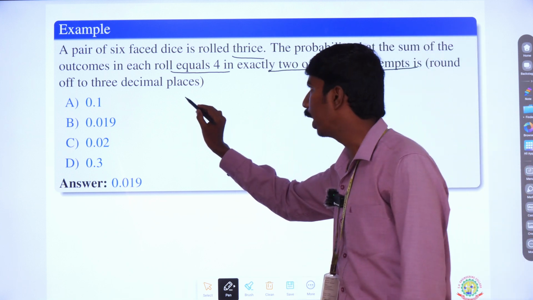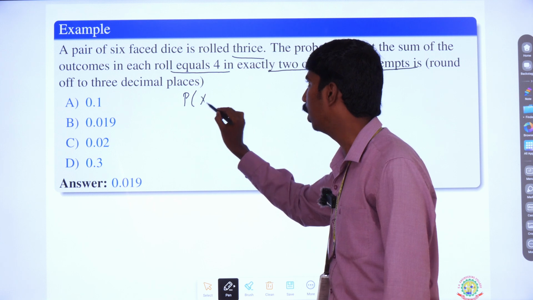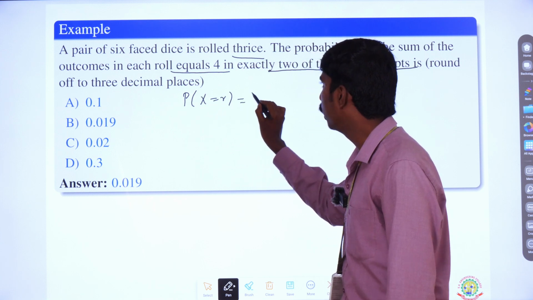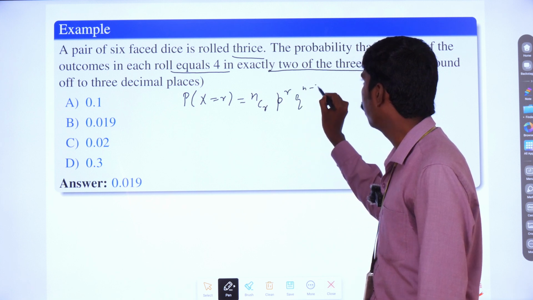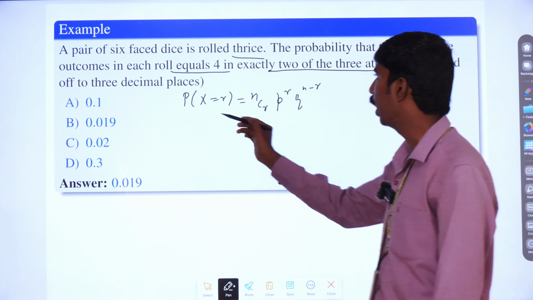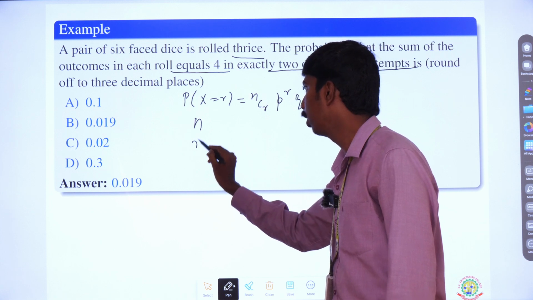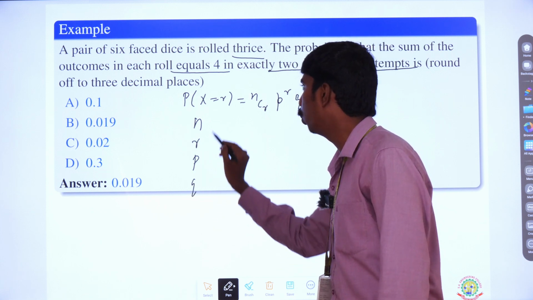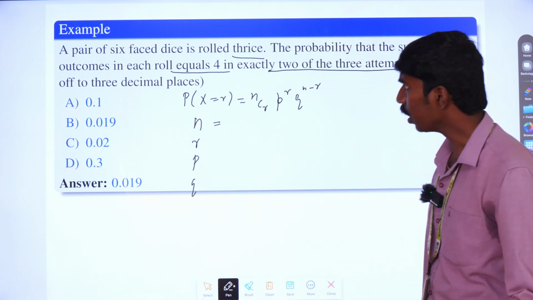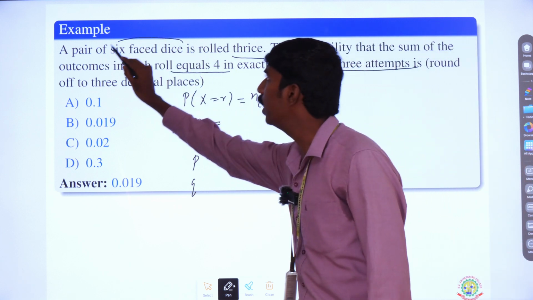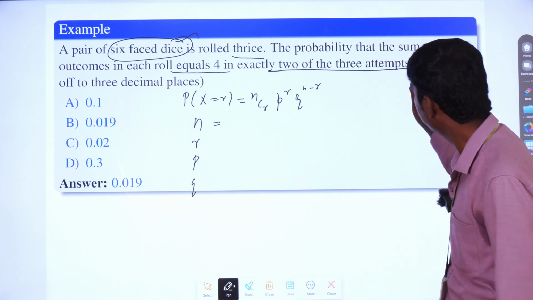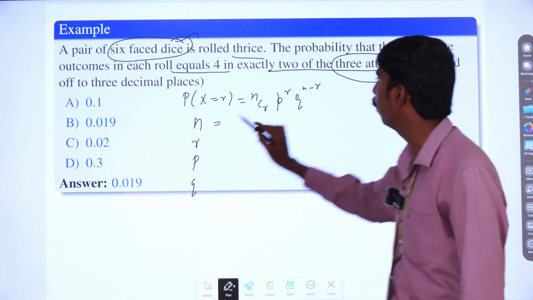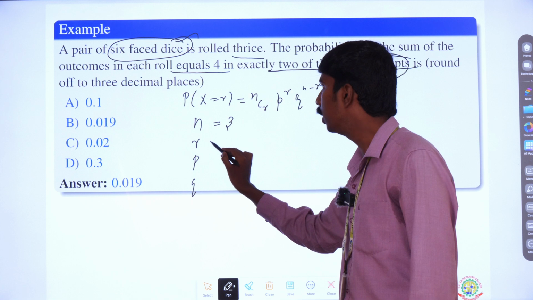I need to remember again the binomial formula, that is P of x equal to r, that is nCr, p power r, then q power n minus r. To use this formula, we can again find out the parameters n, r, p and q. What they have given is that a pair of 6-faced dice will be thrown at a time. So the number of trials is nothing but 3 attempts. Therefore I am going to use n equal to 3 attempts.